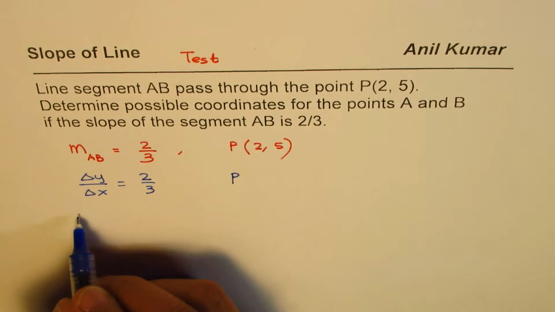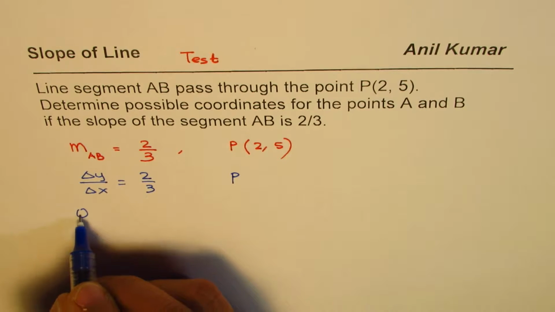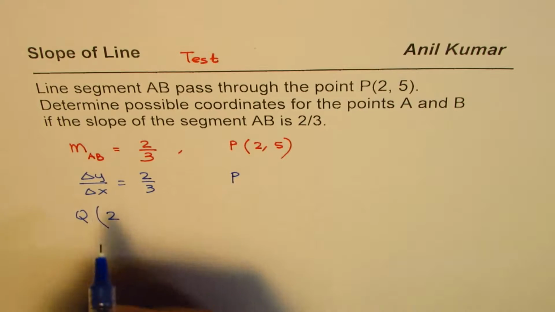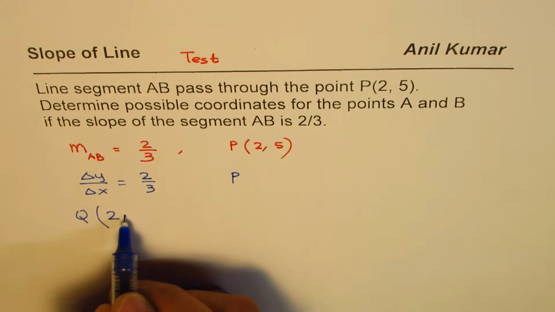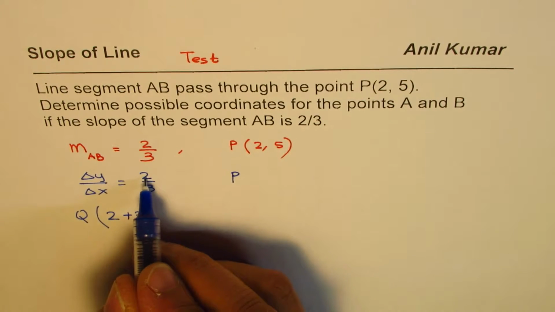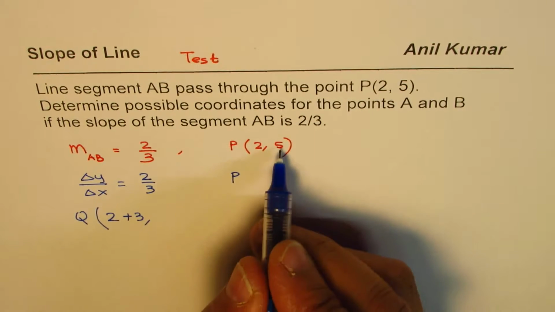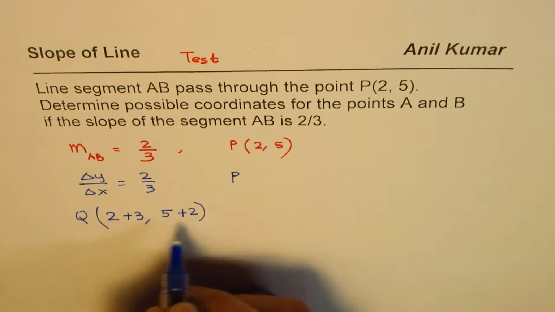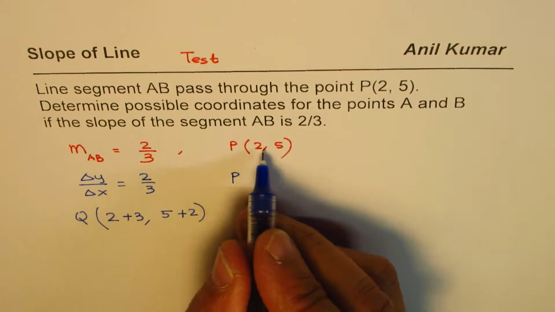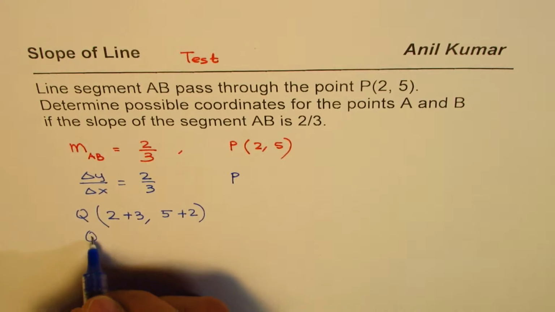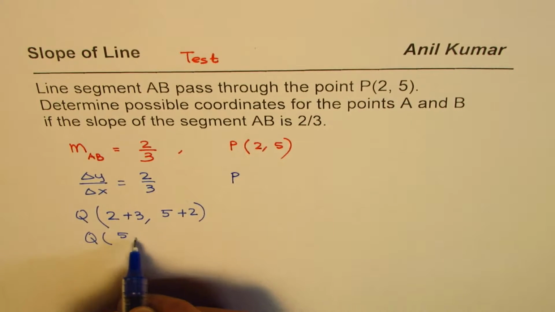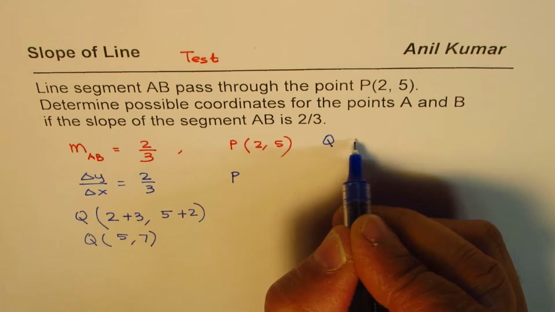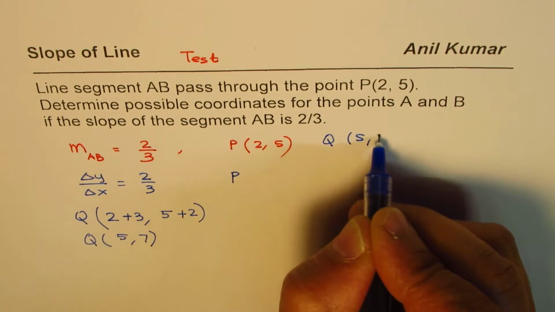Well, I can get a point Q by adding to 2. 2 is my x value. Change in x could be plus 3, so I'll add 3 to it. And as far as the y value is concerned, on P I have 5, change is 2, so I can add 2 to it. So that gives me a point Q. If point P is (2, 5), point Q could be 2 plus 3, which is 5, and 5 plus 2, which is 7. So we get another point Q, which is (5, 7), right?